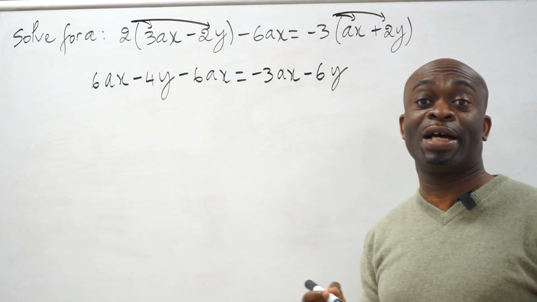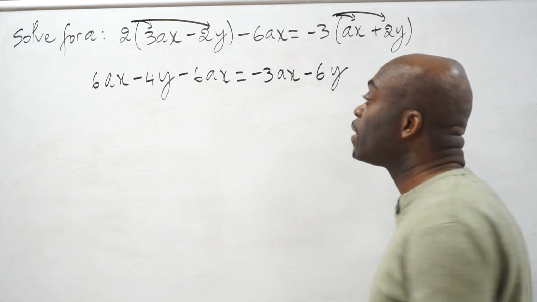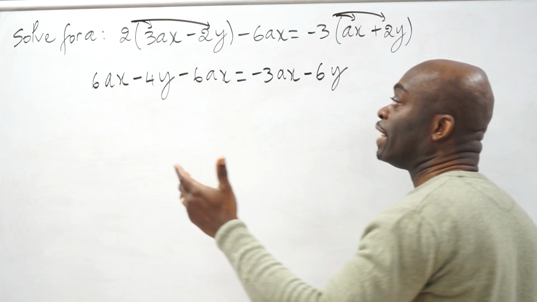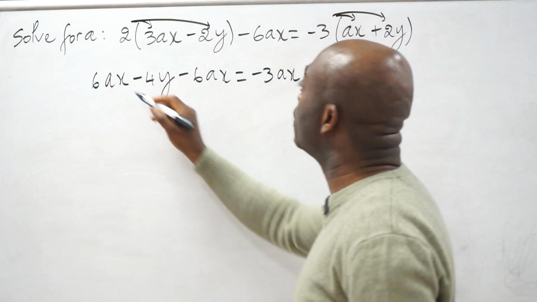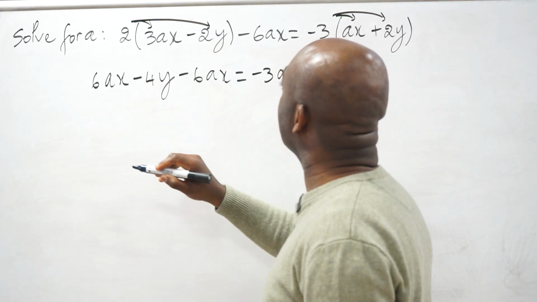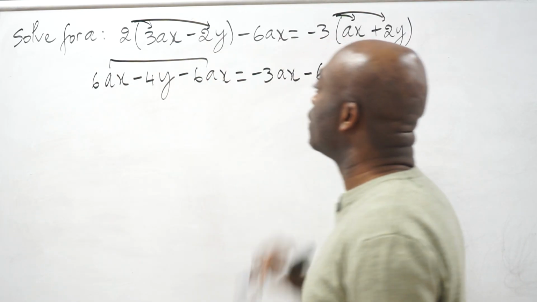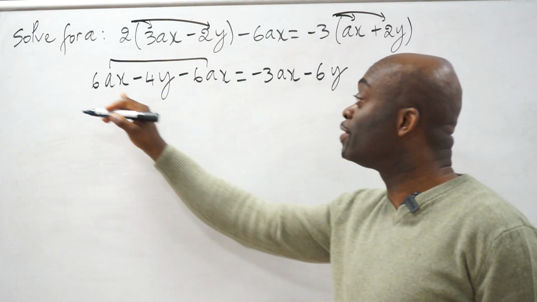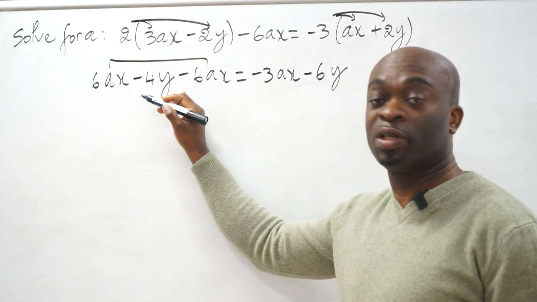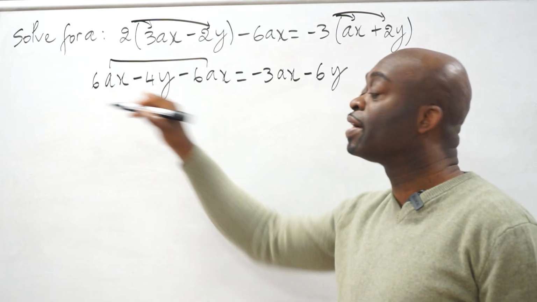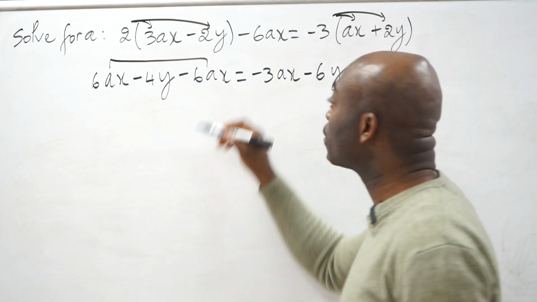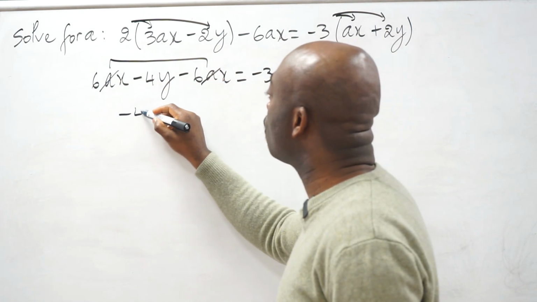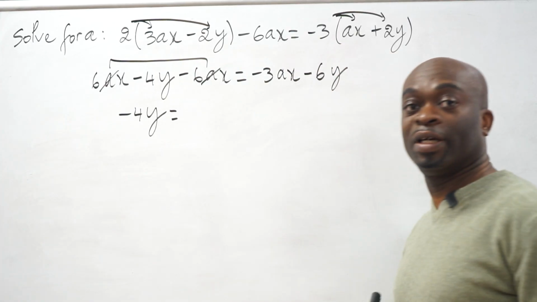Then we've got to combine like terms whenever we have them. So on the left-hand side of the equal sign, do we have any like terms? Yes. In this case, we have 6ax and negative 6ax to combine together. Now, this is great because these two are the same terms, but what happens to the signs? One is positive, one is negative, so they will cross out, correct? So this is out, this is out. So we end up with negative 4y.